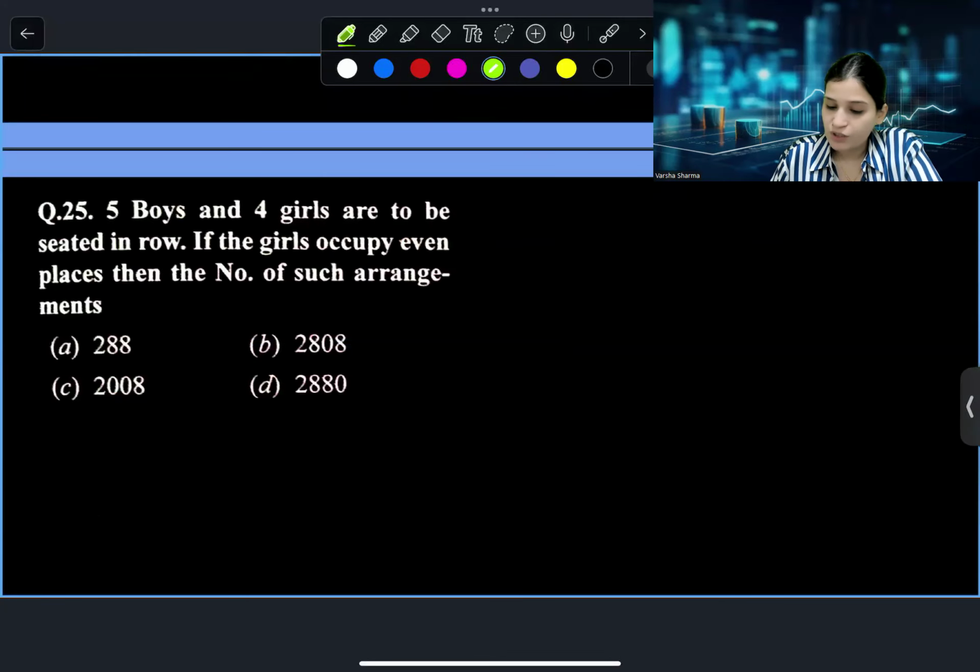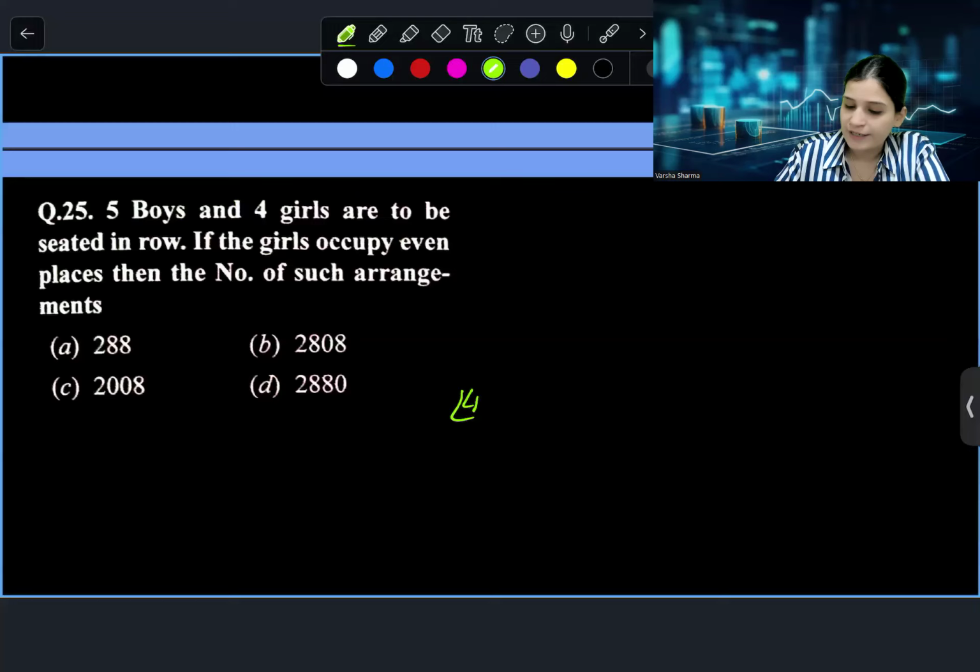5 boys and 4 girls are to be seated. The girls occupy even places. So 9. So there are 4 even places and 4 girls. So factorial 4. Remaining 5 factorial 5. Option D.